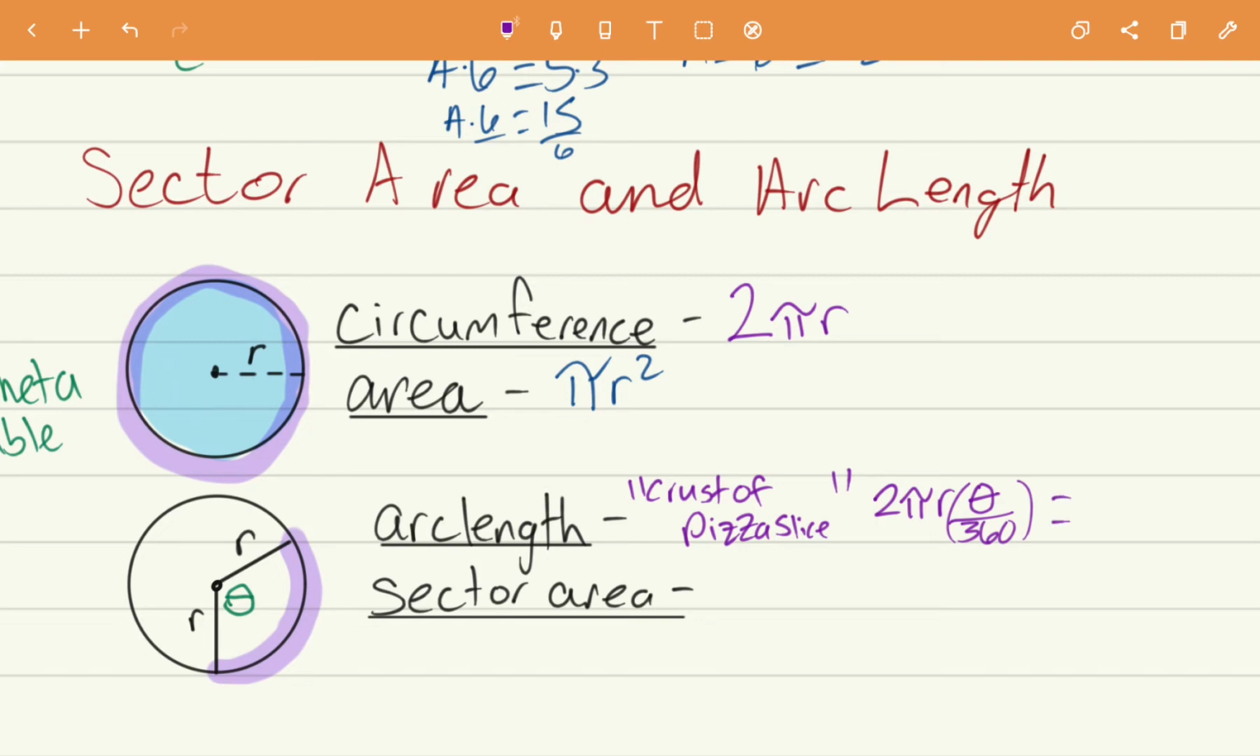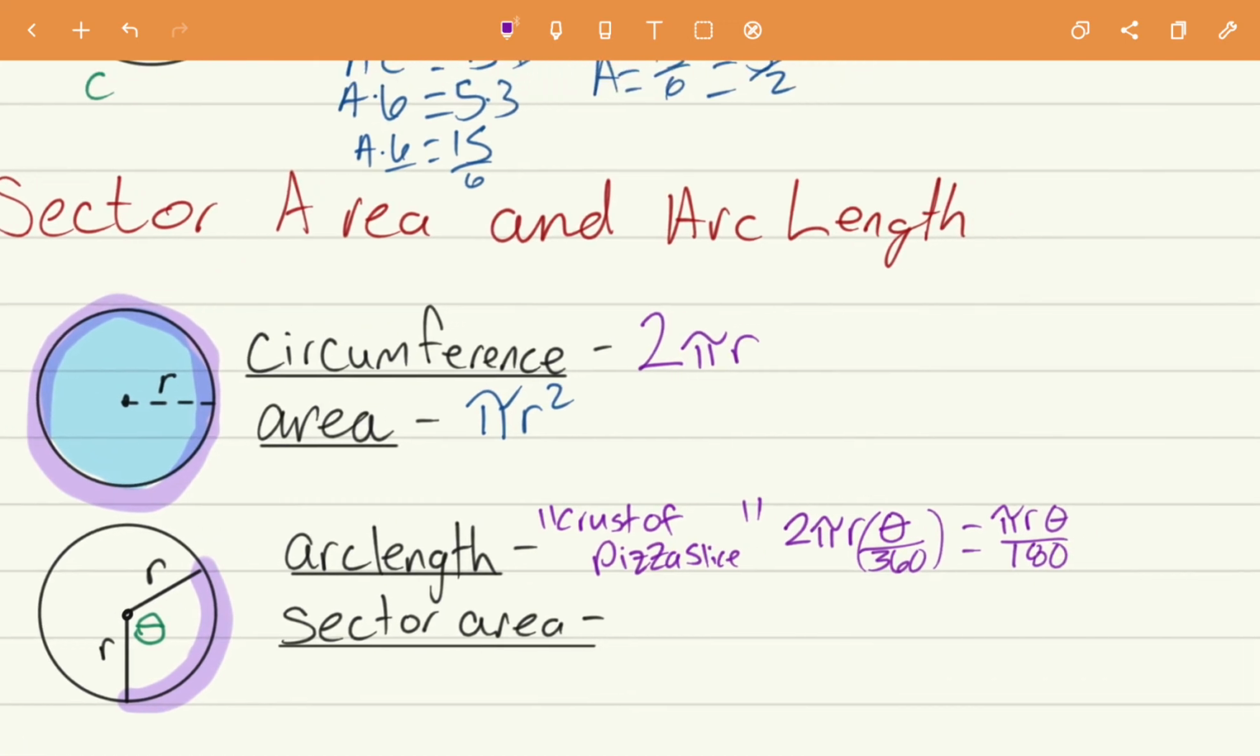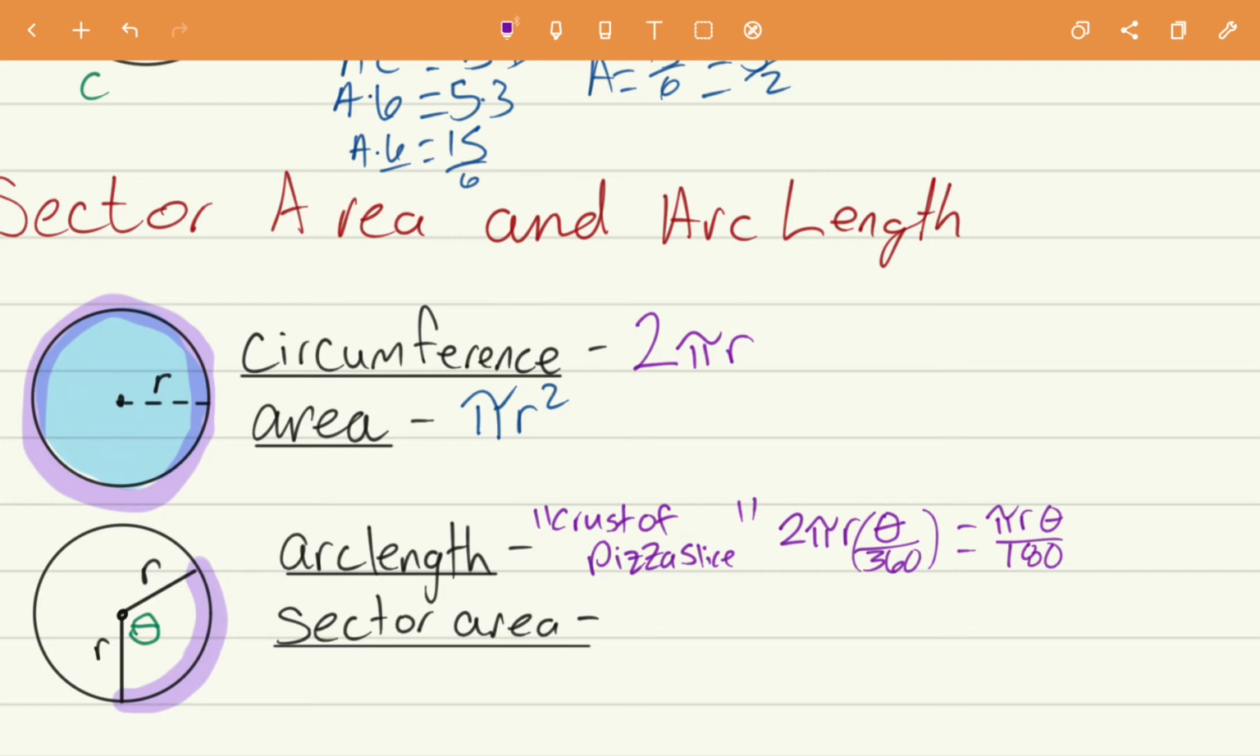This may also be simplified, because it's a 2 and 360, to just pi r theta over 180. Both of these are correct. We just simplified the 2 and 360.